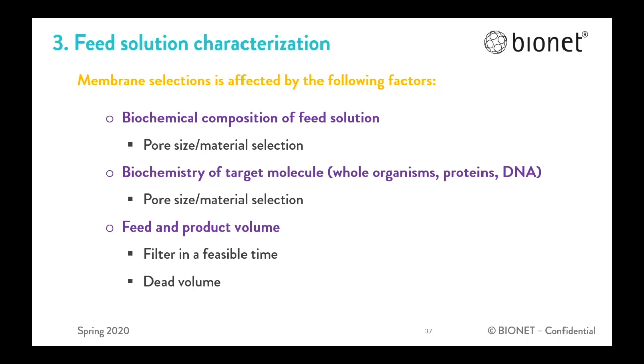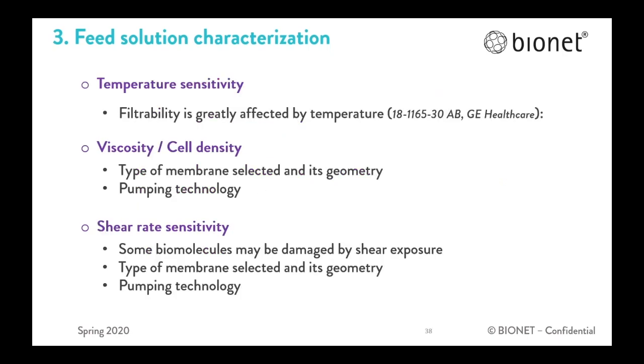It is also important to have in mind the amount of feed product in order to filter it in a feasible time. The amount of final product is also important in order to control the dead volume of the system during design. Another important parameter is the temperature. Filtration should be done at the highest temperature acceptable for the membrane and for the product in order to maximize filtrability. Viscosity and/or cell density also affect the membrane module and pumps to select.